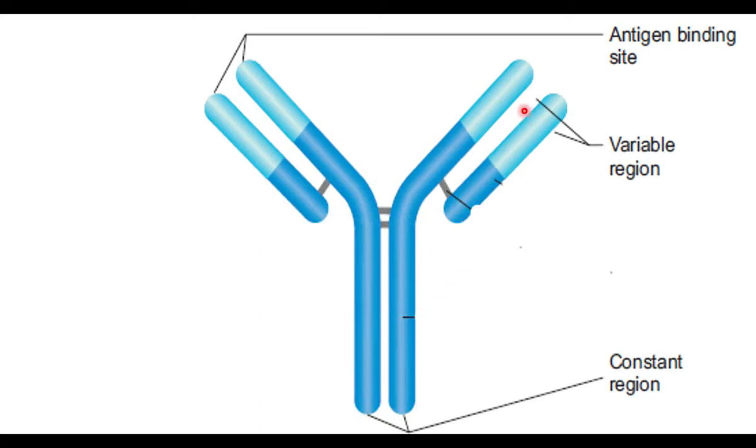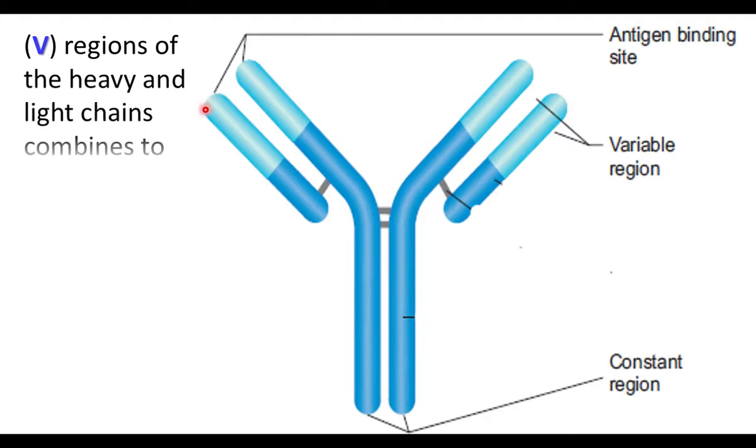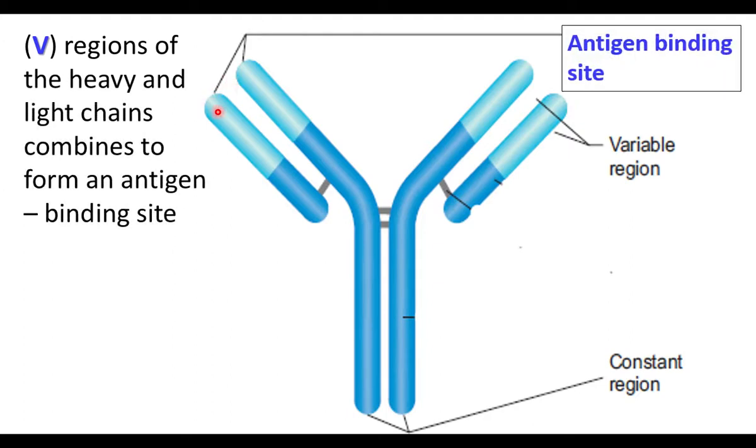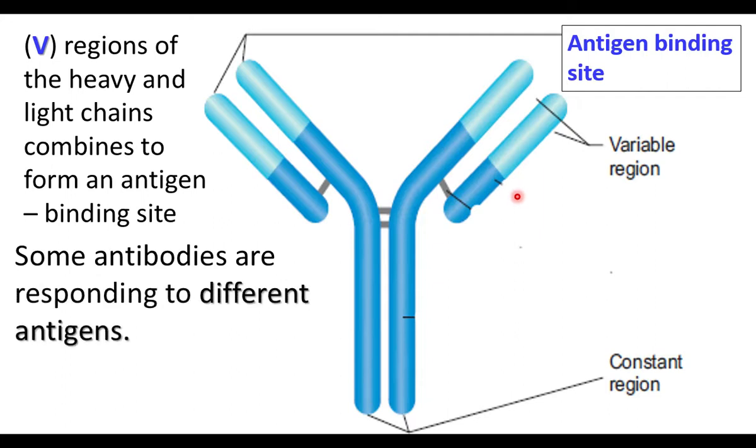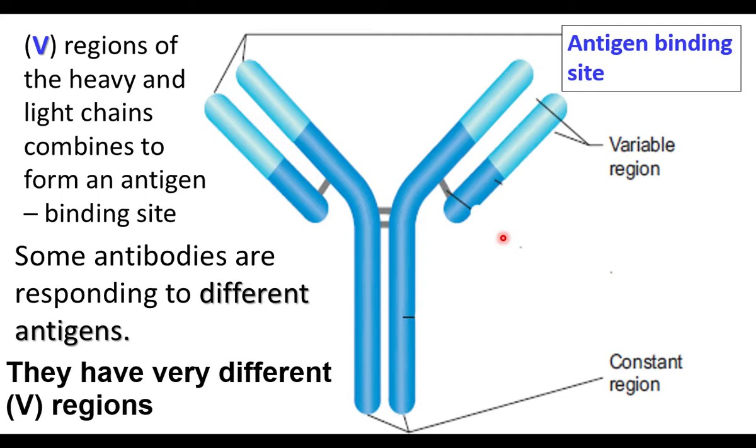The V terminal or variable region. Variable regions are found in both the light chain and heavy chain. The variable regions of the light chain and heavy chain together form the antigen binding site. Antigen binding site is nothing but the paratope. Some antibodies respond to different types of antigens. So they have very different V regions. They have more variations in the V region to recognize different antigens.